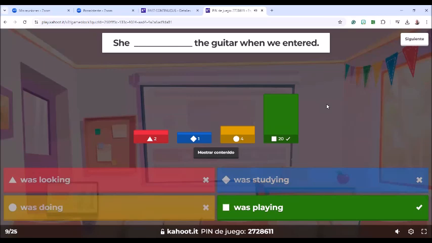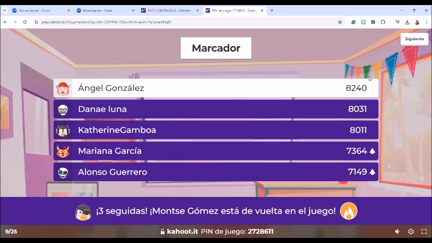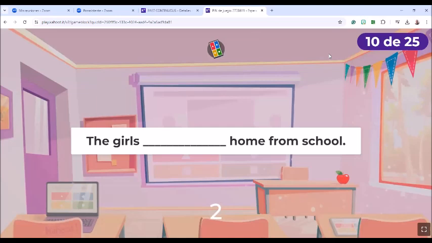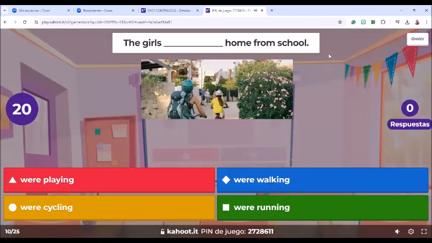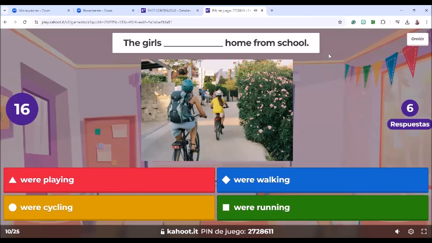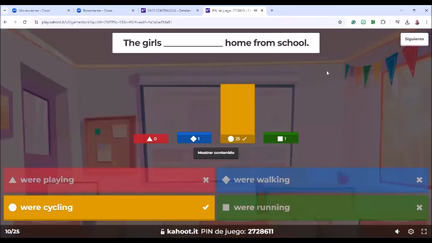Excellent. The correct answer is was playing because we are talking about she. She was playing the guitar when we entered. Very, very easy for you. The girls were cycling home from school.